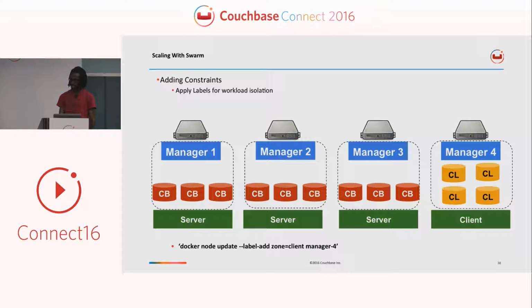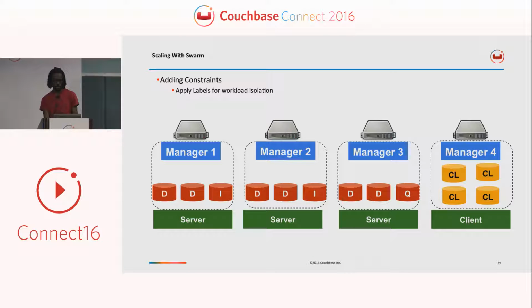So what we started to do was add constraints with Swarm, and that starts to make the picture a little bit better, because then you could say, I want all of my clients to run on machine manager 4, and then put Couchbase servers on the other 3. And so it's basically that simple command that you see there at the bottom of running add a label. So we added labels, just call them zones, and for a client. At that point, when we start our containers against that zone, then they'll only start on that machine.